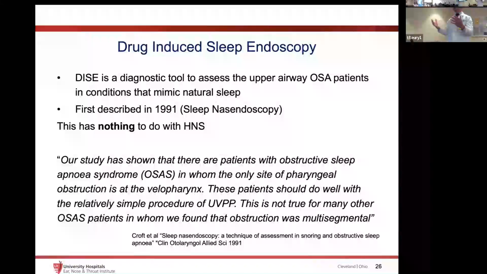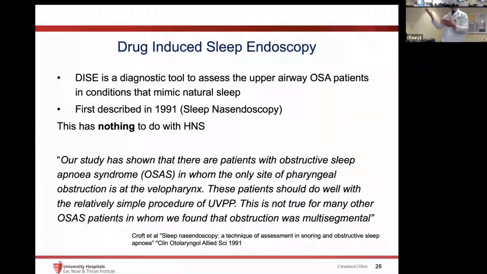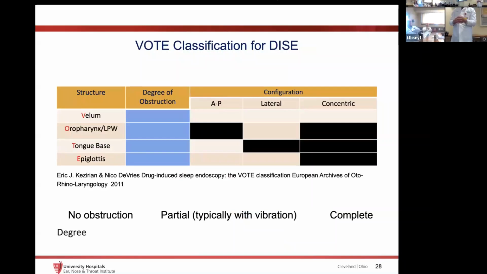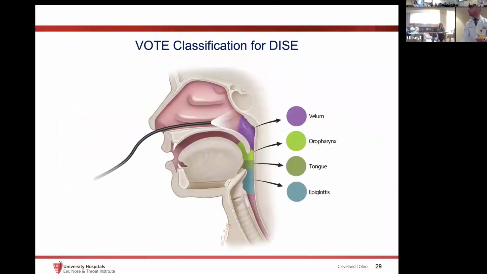This was described by a European group to try to understand what will be the best patients for E-triple-P. This is way before we have hypoglossal stimulation. And the idea is to assess the upper airway in conditions that mimic natural sleep. So we'll specifically look at a few videos, and we'll discuss what that means for Inspire. But I just want you guys to keep in mind that sleep endoscopy is a diagnostic tool that precedes hypoglossal nerve stimulation.